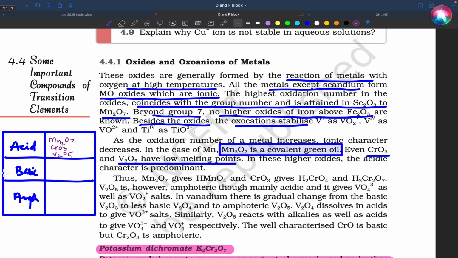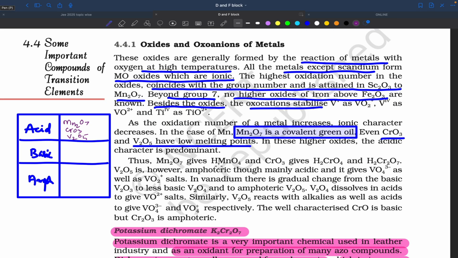So generally we consider that the metallic oxides are basic in nature. Mn2O7 gives HMnO4, so this is permanganic acid. CrO3 gives you H2CrO4 and H2Cr2O7, chromic acid and dichromic acid. And V2O5 is however amphoteric though mainly acidic.